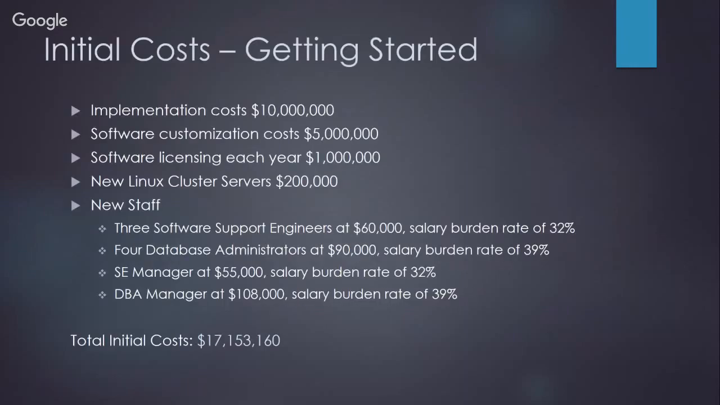So initially, to get started with this software, we will see a total initial cost of around $17 million. This will encompass implementation costs of $10 million, customization costs $5 million. Licensing will be renewed each year to maintain the software at $1 million a year. In order to get started with the new software, we have to actually set up a new Linux cluster server, and this would allow for all this new software to be upkept and manageable on the new system. So that would be about $2,000 for the new systems there.